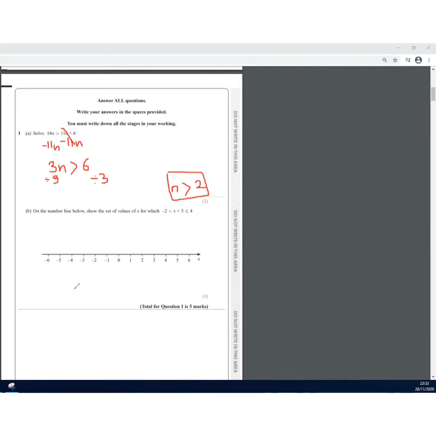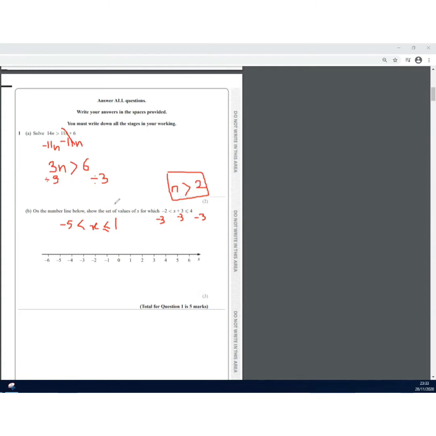Now question number 1b, they want us to draw a number line of this particular inequality. So first, I'll try solving this inequality in form of x. I'll take away 3 on both sides. So the inequality will look like -5 is less than x is less than or equal to 1.